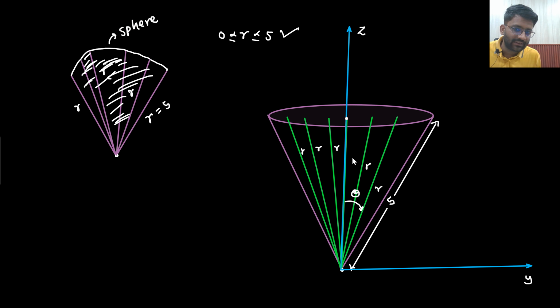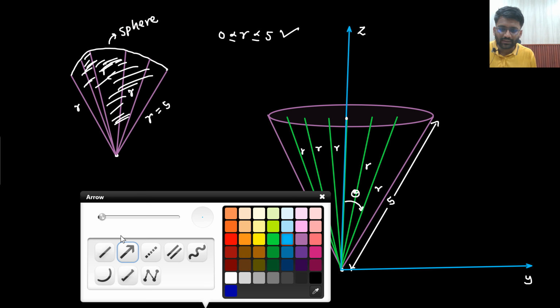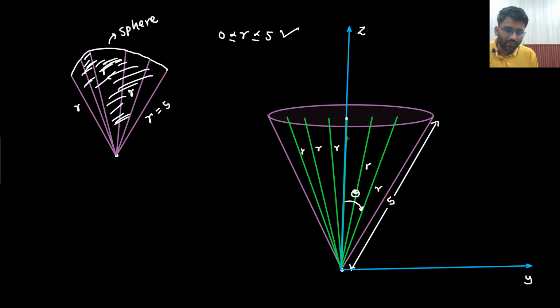Now what is this distance? What is this red color distance? This red color distance, sir, we already know is 4. So are we getting a right angle triangle here?